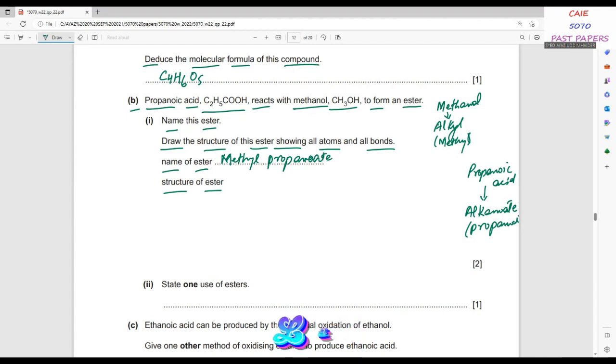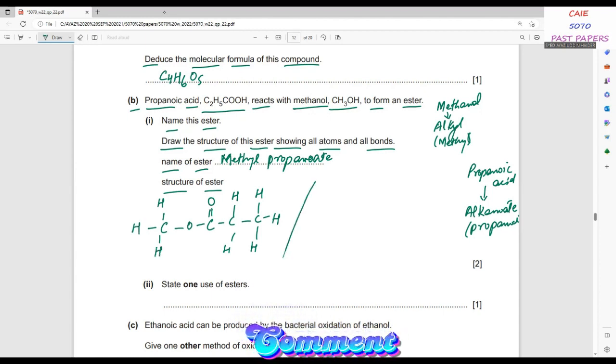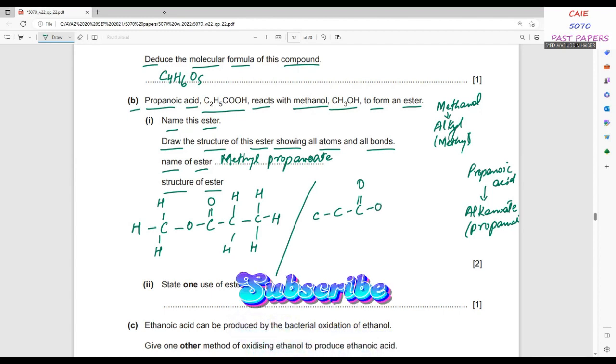Now the structure of the ester. We can start with the methyl group. For methyl group, we have CH3. This will be CH3 joined by oxygen. Then you have propanoate coming. C double bond O, 1, 2, 3. Now I'm placing all hydrogen atoms. This will be the displayed formula for methyl propanoate. Alternatively, you can start with the propanoate. So you'll have 1, 2, 3. Now you have the methyl group. Now I'm placing all the hydrogen atoms.